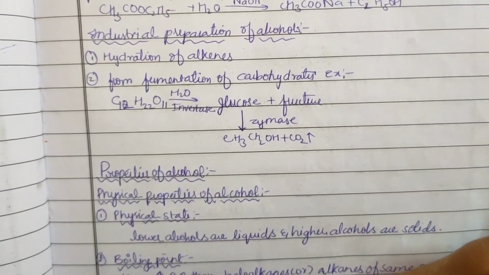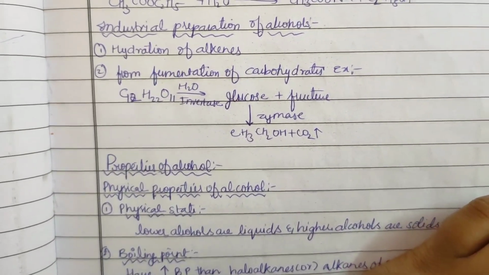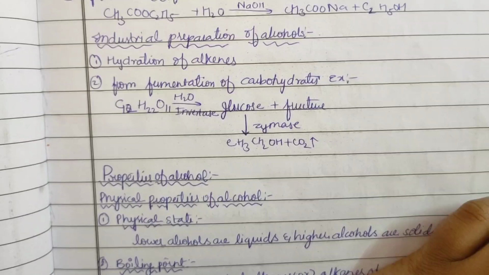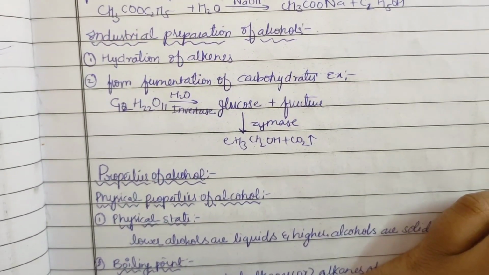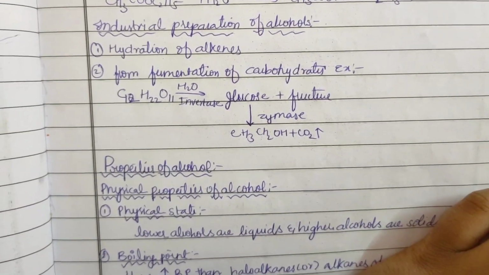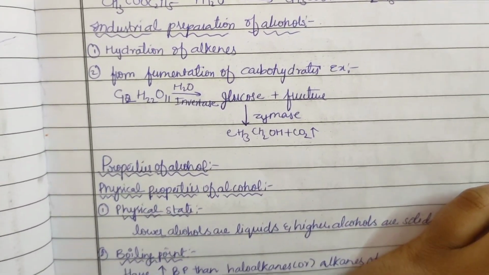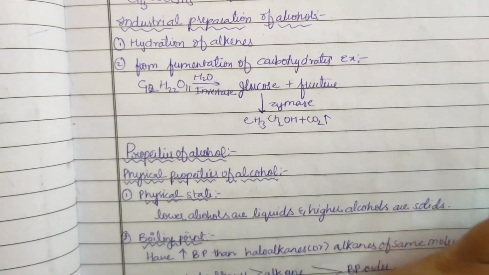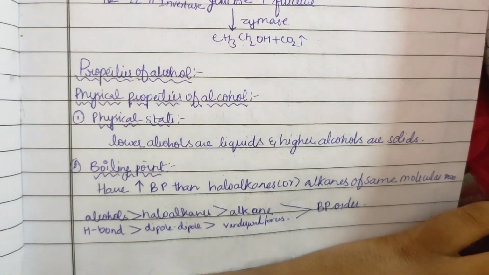Now industrial preparation of alcohols. First is hydration of alkene, second is fermentation of carbohydrates, for example C12H22O11 in presence of water and invertase, which forms glucose and fructose, and then glucose gives C2H5OH plus CO2. Now properties of alcohol. First is physical properties of alcohol.